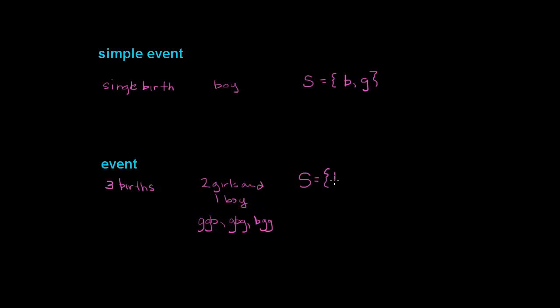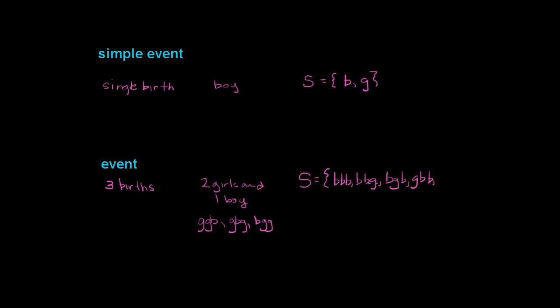Now let's look at the sample space for just 3 births. Well, we could have all boys, or 2 boys and a girl. Well, that's not the only way to have 2 boys and a girl. The girl could be the youngest, the girl could be the middle child, or the girl could be the oldest. And that's all the ways to have 2 boys and a girl.